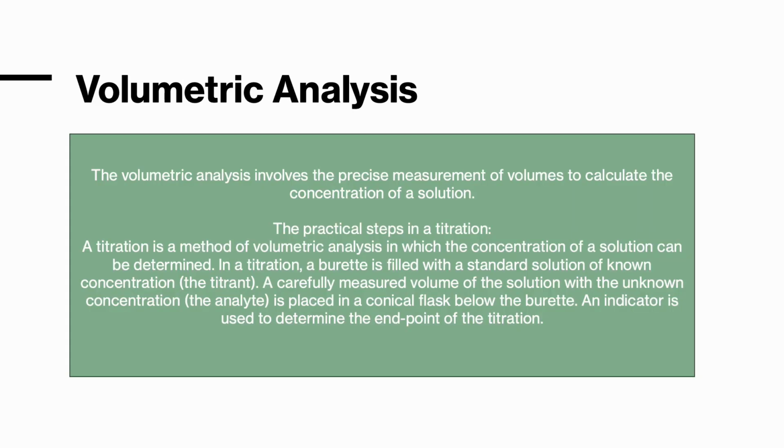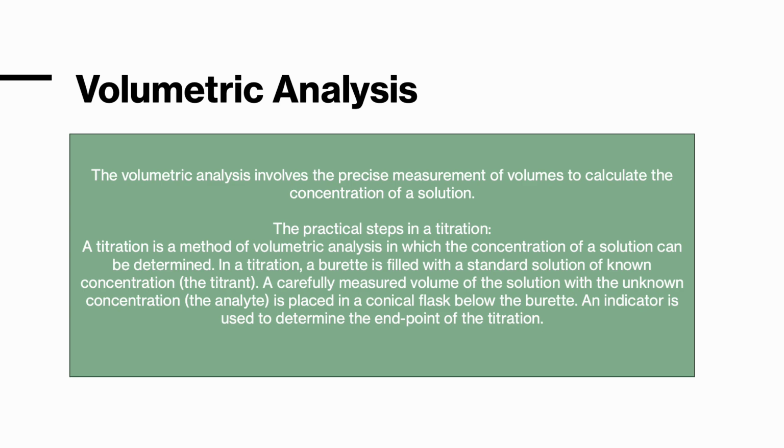So, looking at volumetric analysis, it involves a precise measurement of volumes to calculate the concentration of a solution. The practical steps in the titration are as follows. A titration is a method of volumetric analysis in which the concentration of a solution can be determined. In a titration, a burette is filled with a standard solution of known concentration, and this is known as the titrant. A carefully measured volume of the solution with the unknown concentration, known as the analyte, is placed in a conical flask below the burette.